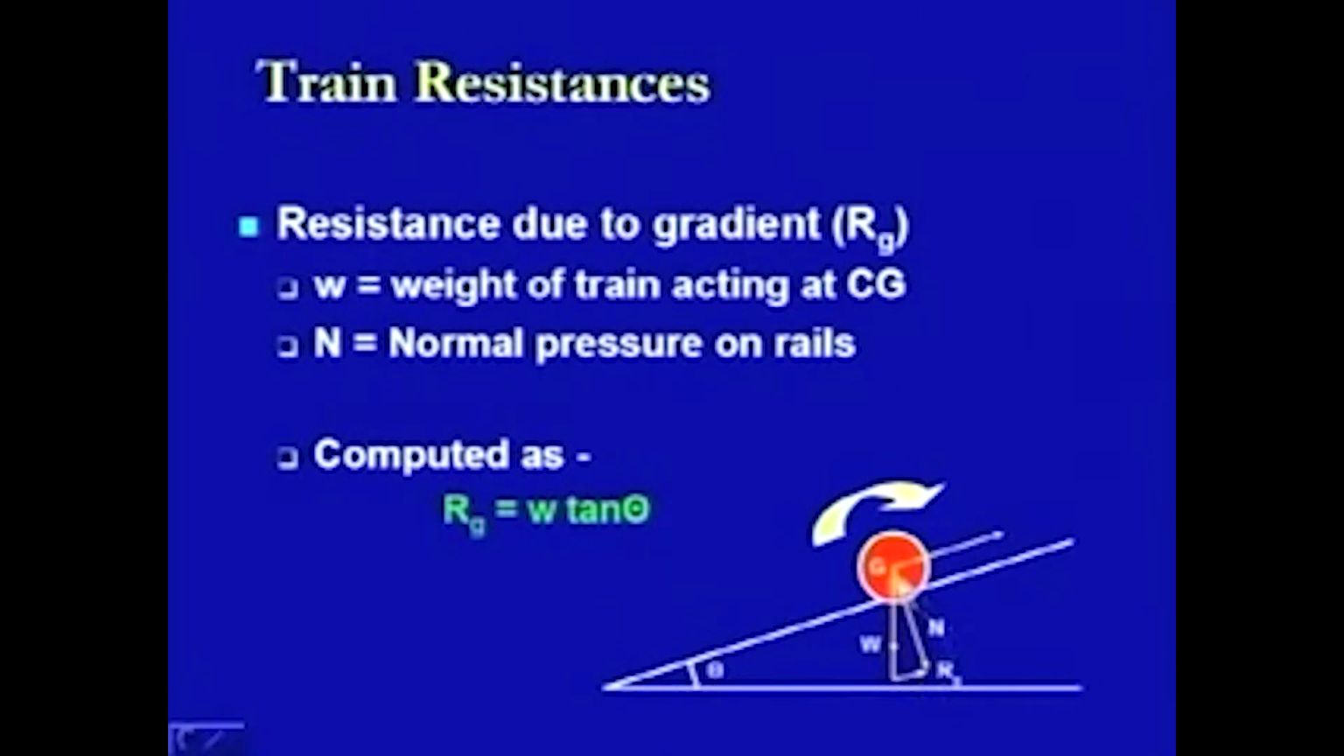Whereas in this form of a triangle where we are looking at this W, N and Rg, we have this angle as theta, and because this is 90 degrees, Rg can be defined as W tan theta in this case. So this is how we can compute the value of the resistance which is offered by the gradient.